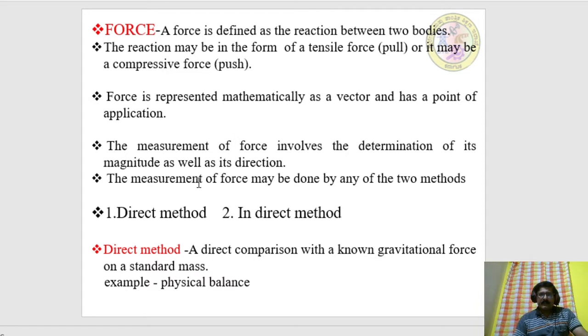The measurement of force may be done in two different ways, namely the direct method and the indirect method. In the case of the direct method, there is a direct comparison with a known gravitational force on a standard mass. The best example for this is a physical balance.